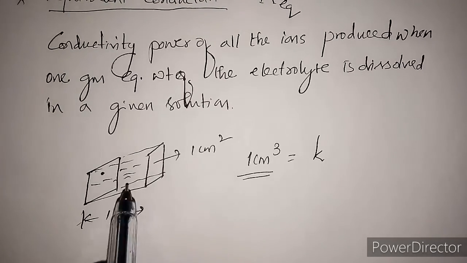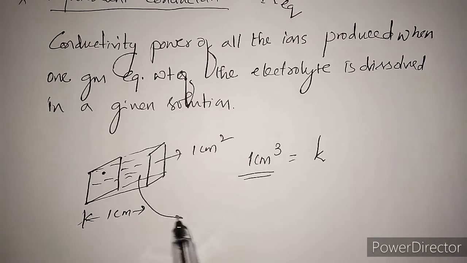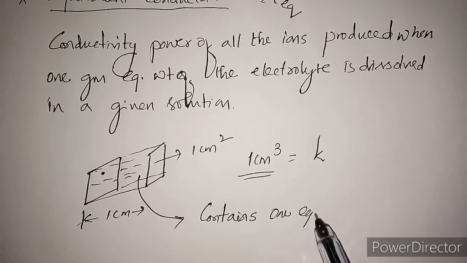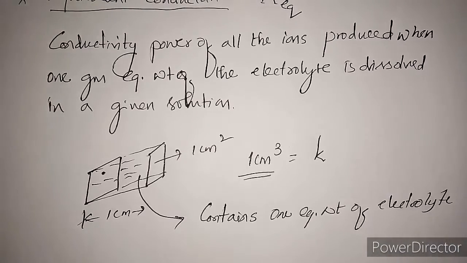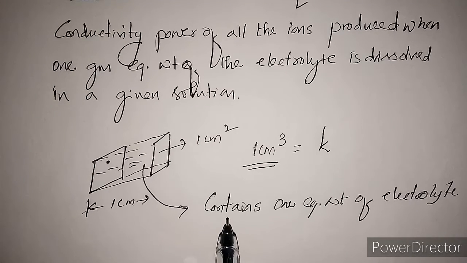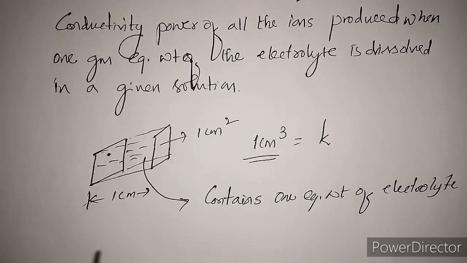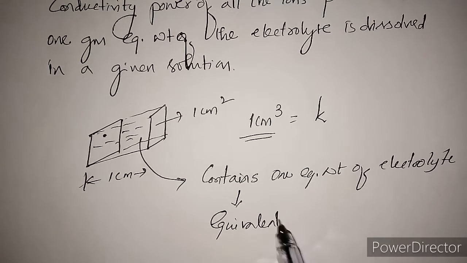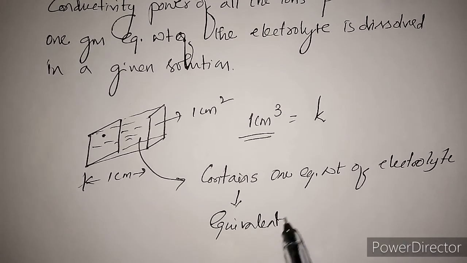Now the same amount of the electrolyte contains one equivalent weight of the electrolyte. So the conductance will be the equivalent conductance, because it contains the equivalent weight of the electrolyte. The conductance is due to all the ions produced by 1 gram equivalent weight of the electrolyte.